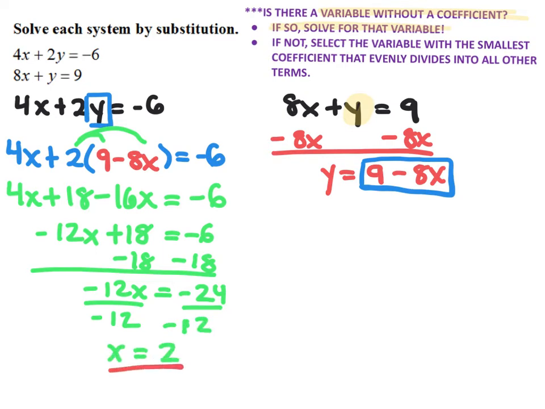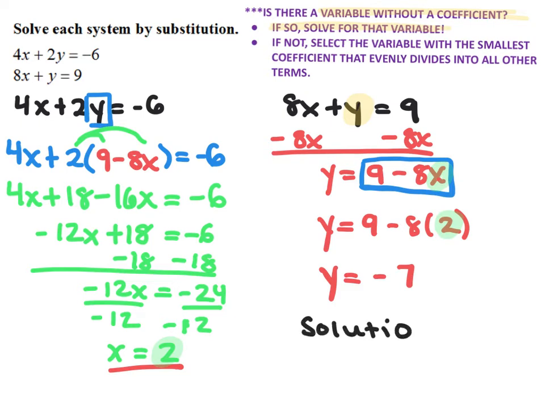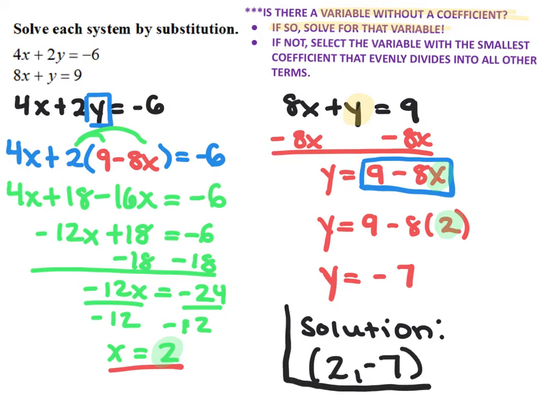Now you can take this value of x and plug it into the equation, solve for y. So y equals 9 minus 8 times 2, so it'll give you y equals negative 7. So the solution to the system is 2 comma negative 7.